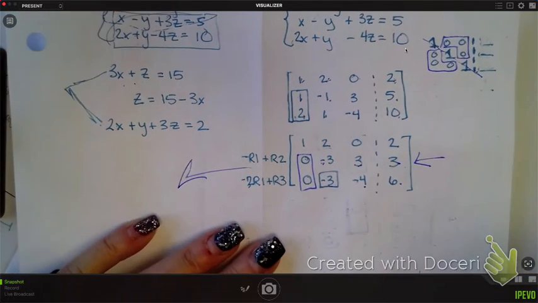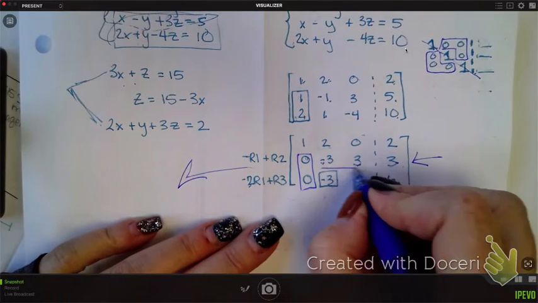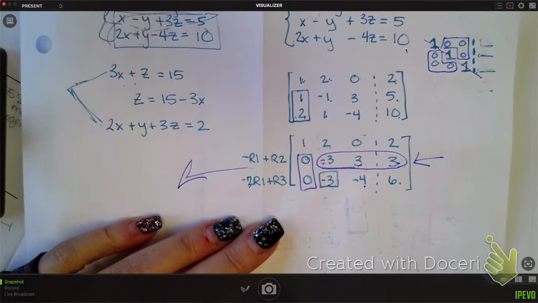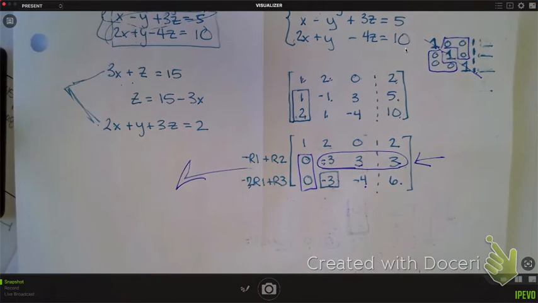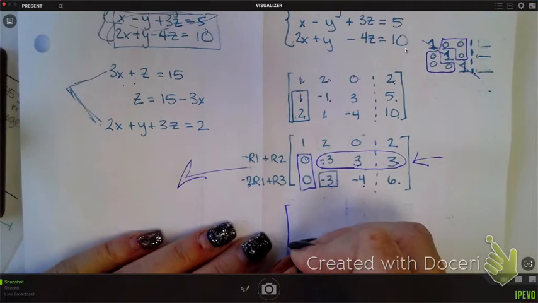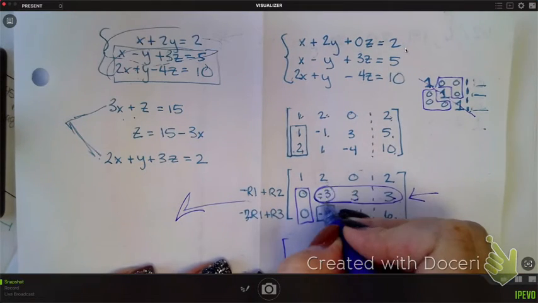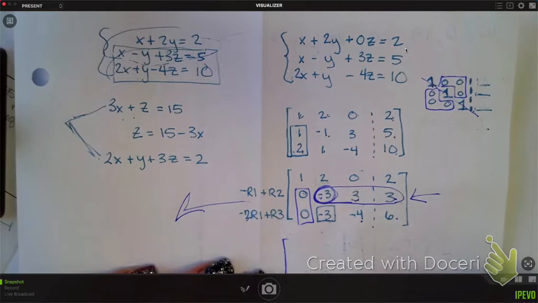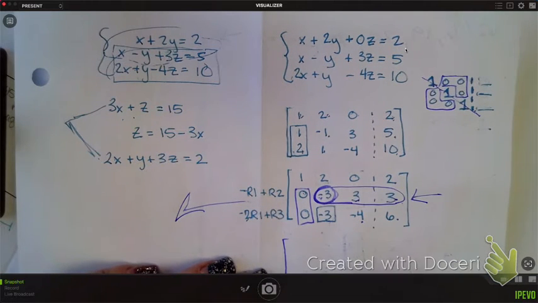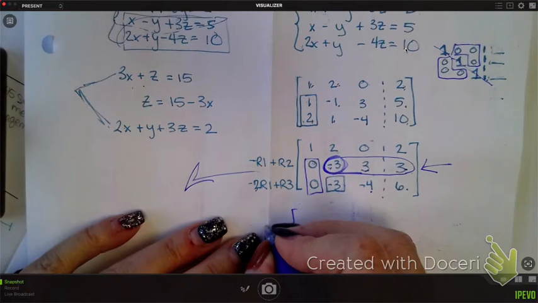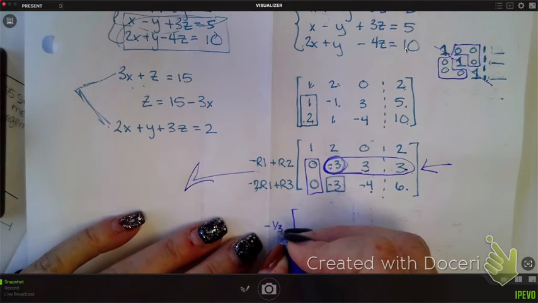Before I worry about this, look, all those are divisible by 3. And I want this right here to be a positive 1 when I'm done, don't I? So what would I multiply negative 3 by to get a positive 1? Negative 1/3. It's the reciprocal, correct? Okay, so I'm just going to write negative 1/3 R2.